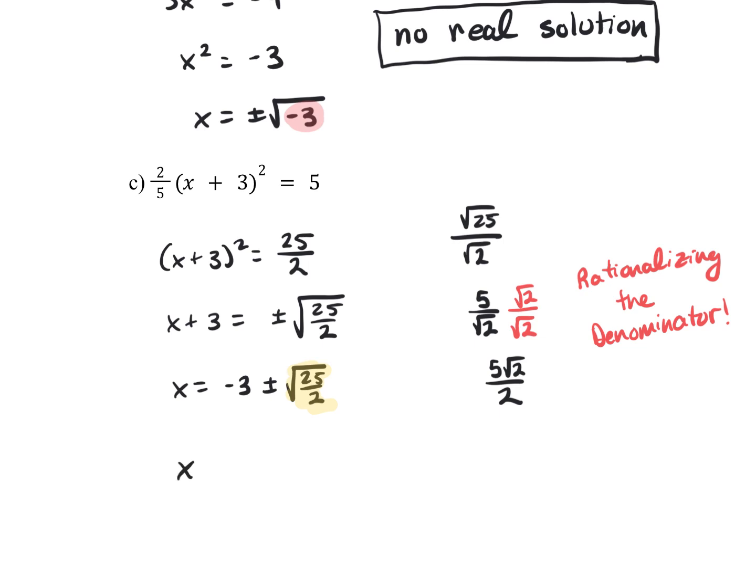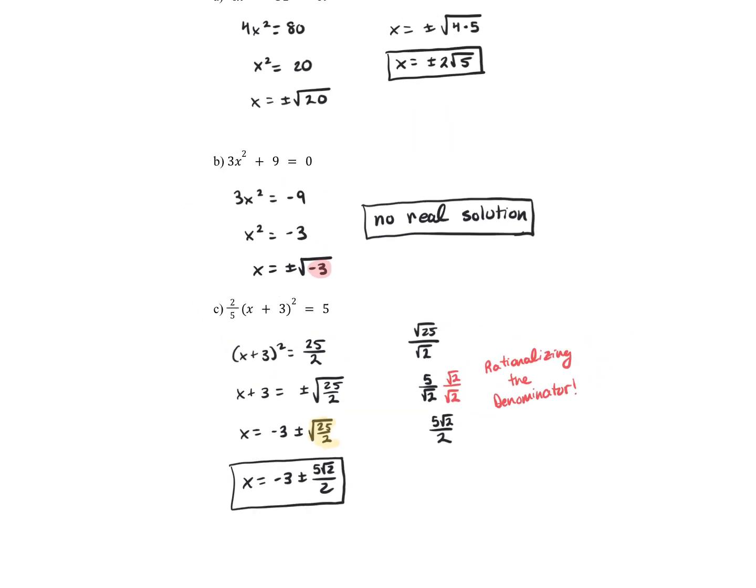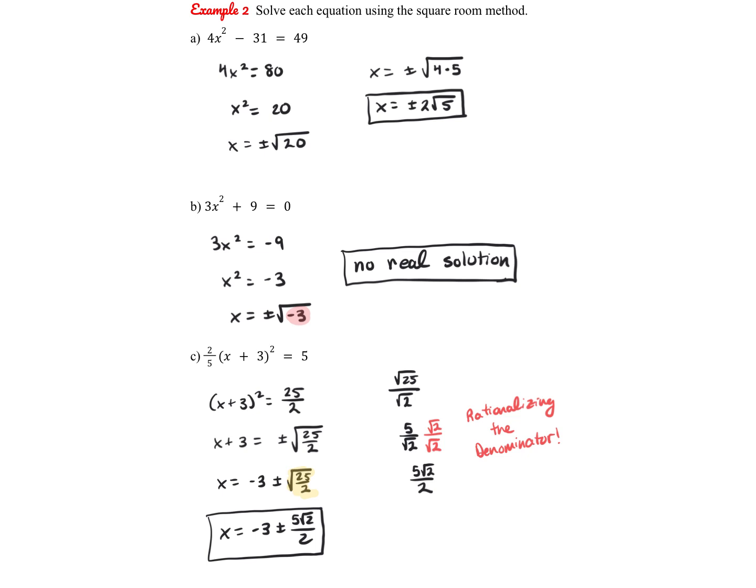So our final answer will be -3 plus or minus 5 root 2 over 2. And we can leave our answer like that. If you would like to separate it into two separate answers, it'd be -3 plus 5 root 2 over 2, and then -3 minus 5 root 2 over 2. So I would just say write it as a single succinct answer, but if you want to write it as two separate answers, that is fine as well.